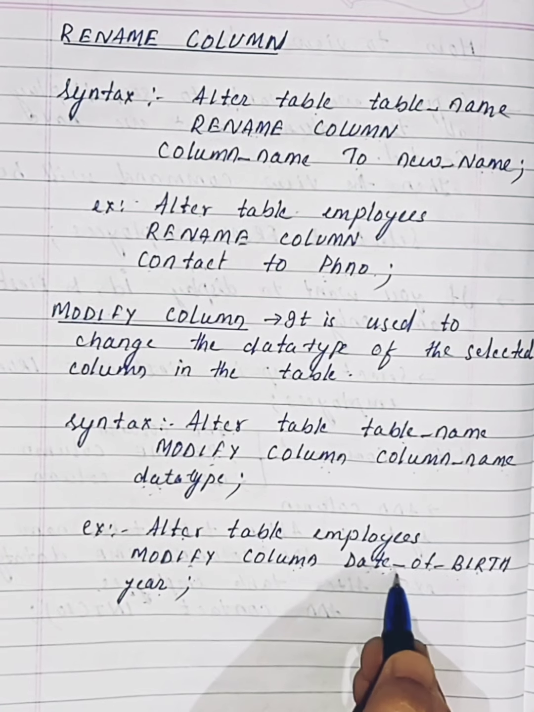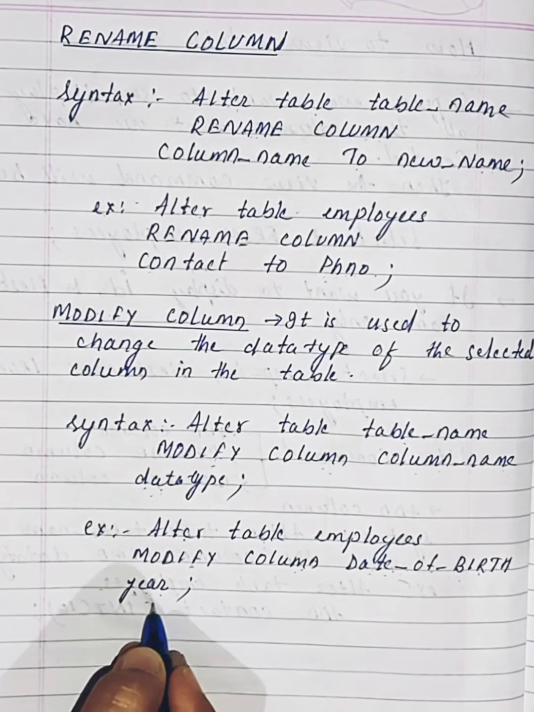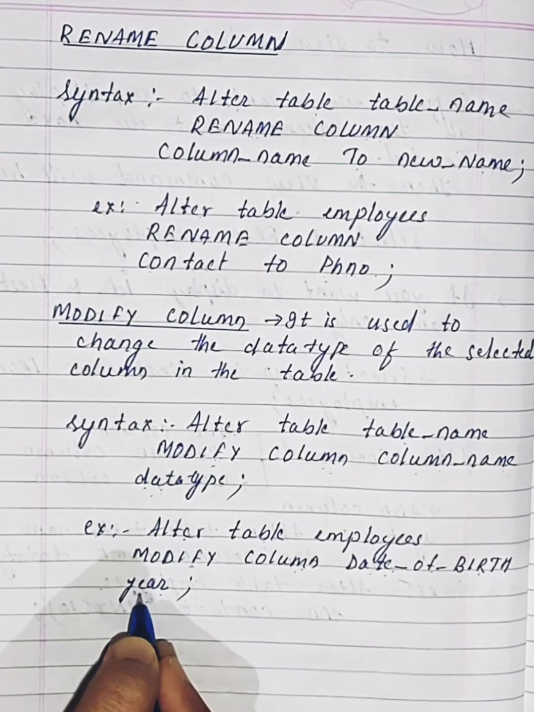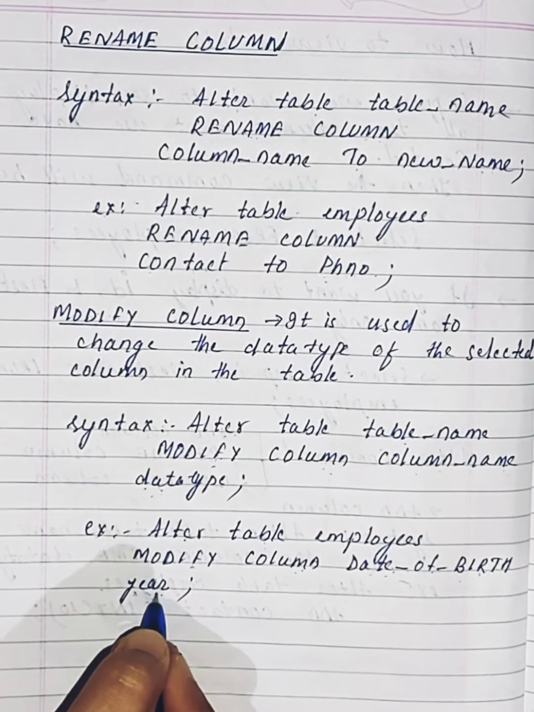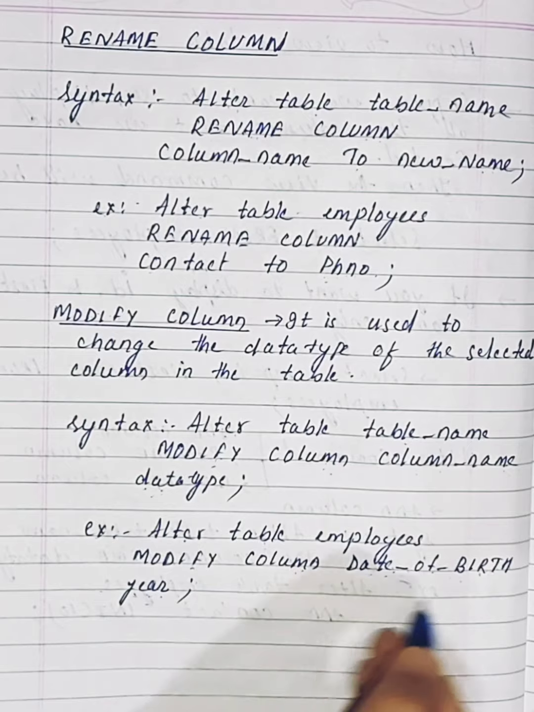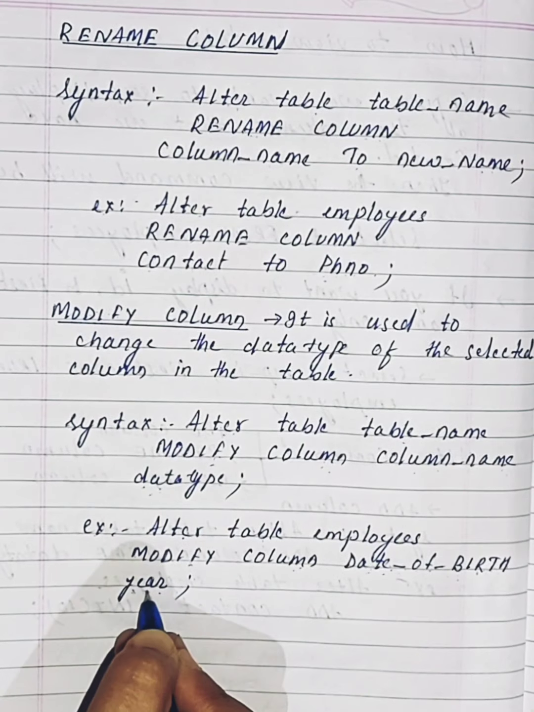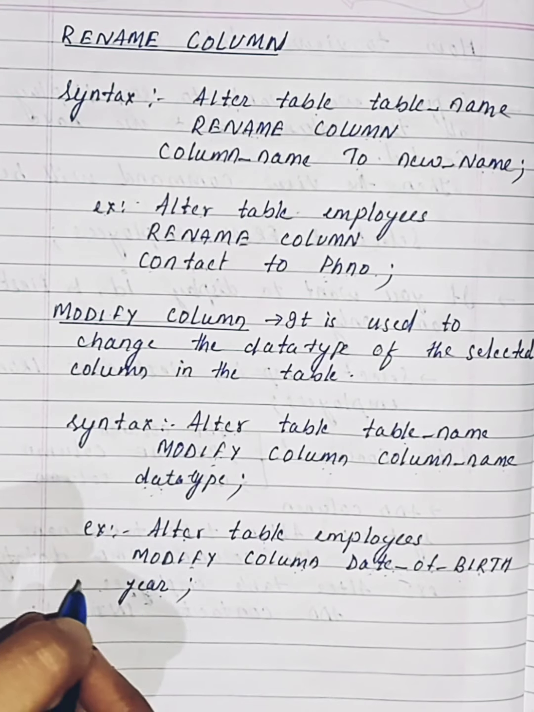So we will write the column name, that is date of birth, then the data type that we want, that is year. So this query will change the data type of this column to year format. I hope you are clear about the modify column.